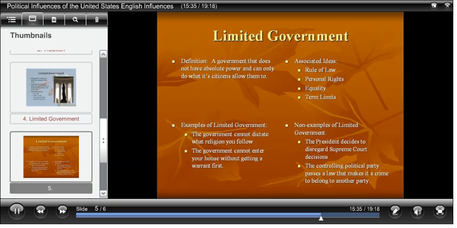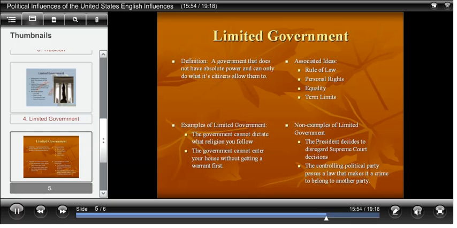So with limited government, for example, the definition could be a government that does not have absolute power and can only do what citizens allow it to do. Some associated ideas with this would be the rule of law, personal rights, equality, and term limits on presidents. These are all associated ideas of limited government.